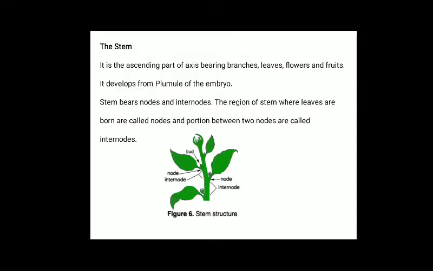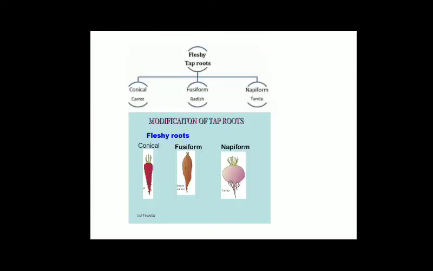Then we move on with the stem. It is the ascending part of the axis bearing branches, leaves and fruits. It develops from the plumule of the embryo. Stem bears nodes and internodes. The region of the stem where leaves are borne is called nodes and the portion between two nodes is called internodes. In this picture we will observe both nodes as well as internodes.